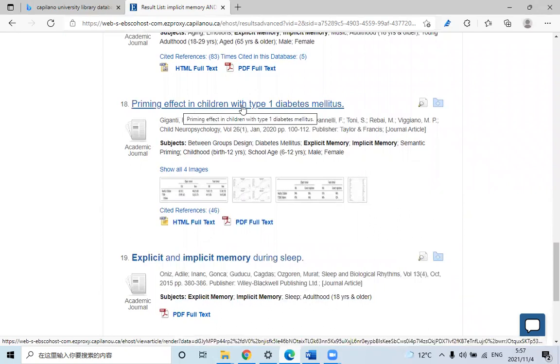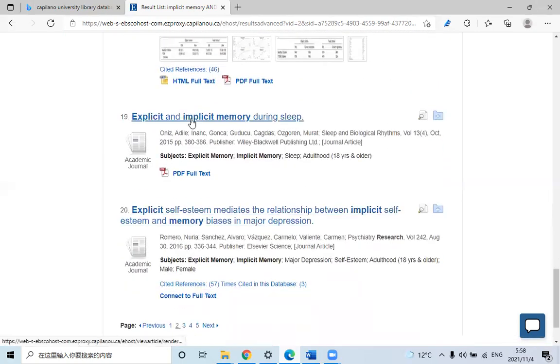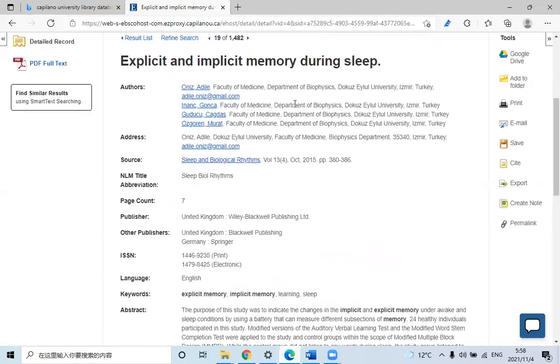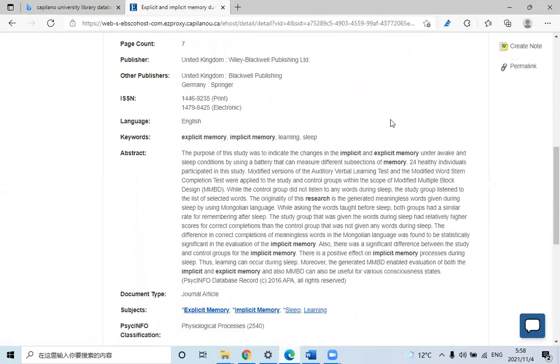Priming effect in children with type 1 diabetes. Priming is part of implicit memory research. Explicit and implicit memory during sleep. That sounds really interesting. When you're sleeping, does memory still work? Let's look at this one. So you eyeball this one. Let's see, read the abstract.